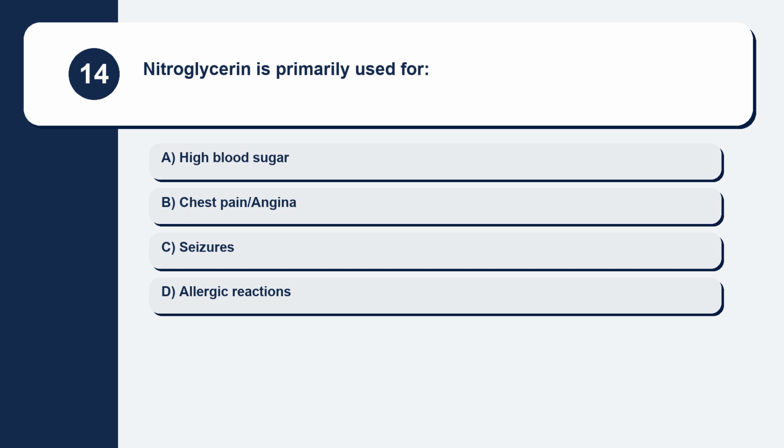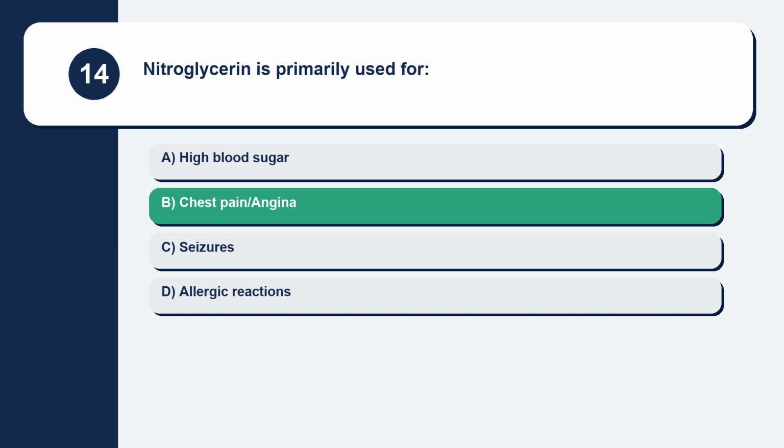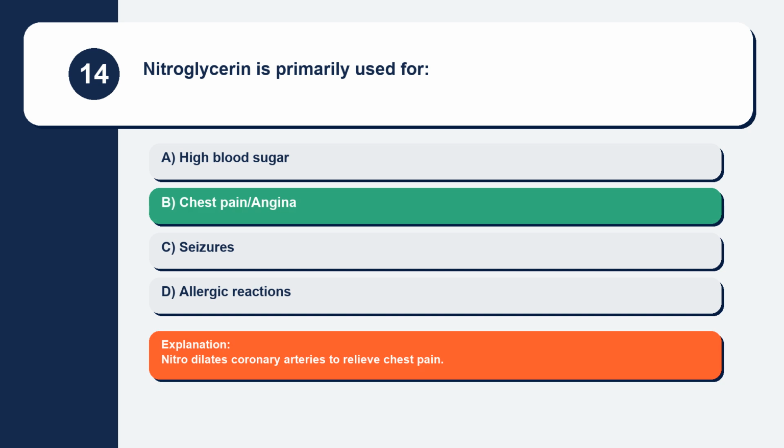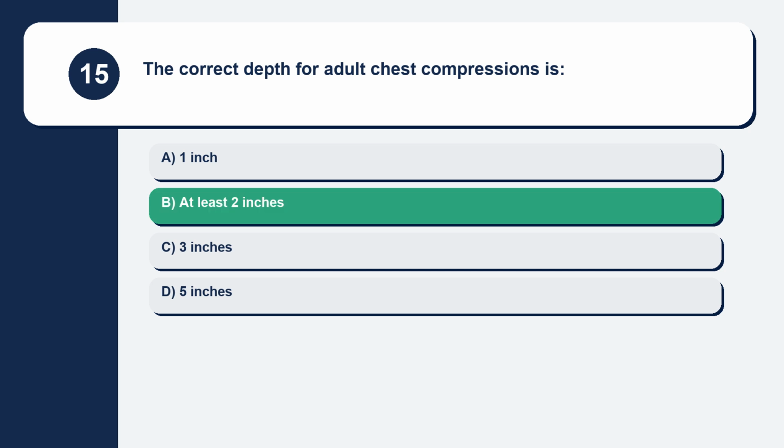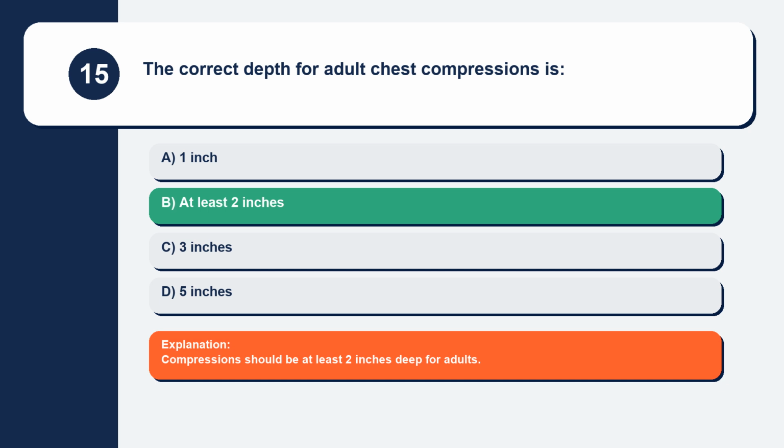Question 14. Nitroglycerin is primarily used for: high blood sugar, chest pain or angina, seizures, allergic reactions. Nitro dilates coronary arteries to relieve chest pain. Question 15. The correct depth for adult chest compressions is 1 inch, at least 2 inches, 3 inches, 5 inches. Compressions should be at least 2 inches deep for adults.